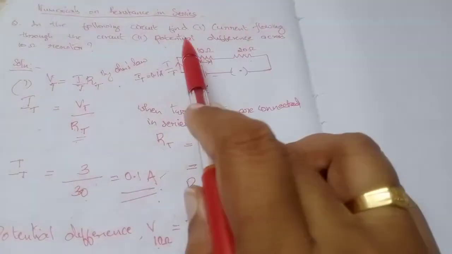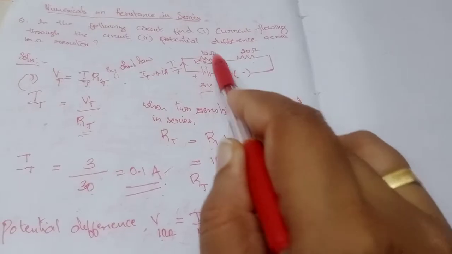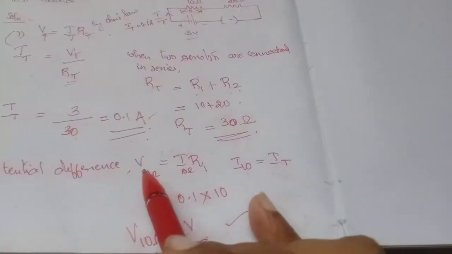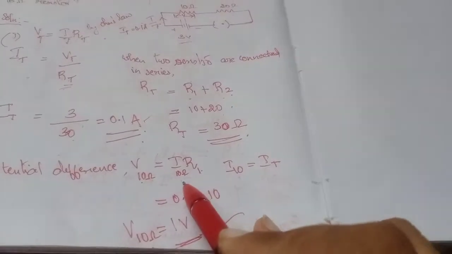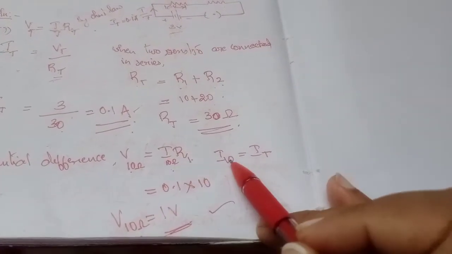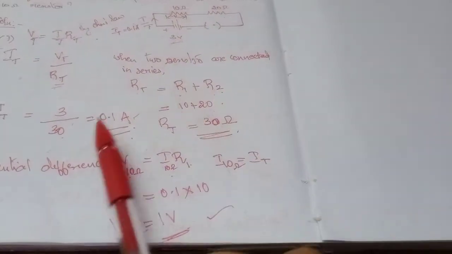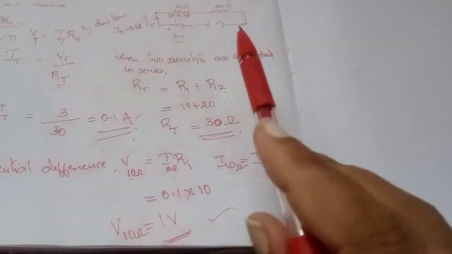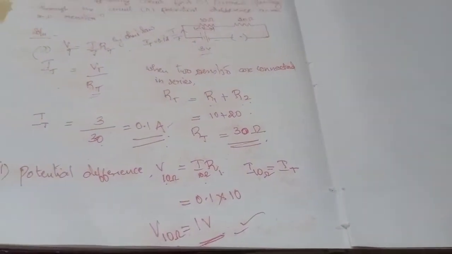The next question is to find the potential difference across the 10 ohm resistor. So we need to find the voltage across this resistor. Again by Ohm's law, V is equal to I into R. The current across the 10 ohm resistor in a series circuit is the same, so I 10 ohm will be equal to the total current, which we found as 0.1. The value of resistance is 10. Multiplying, we will get the value of voltage as 1 volt.